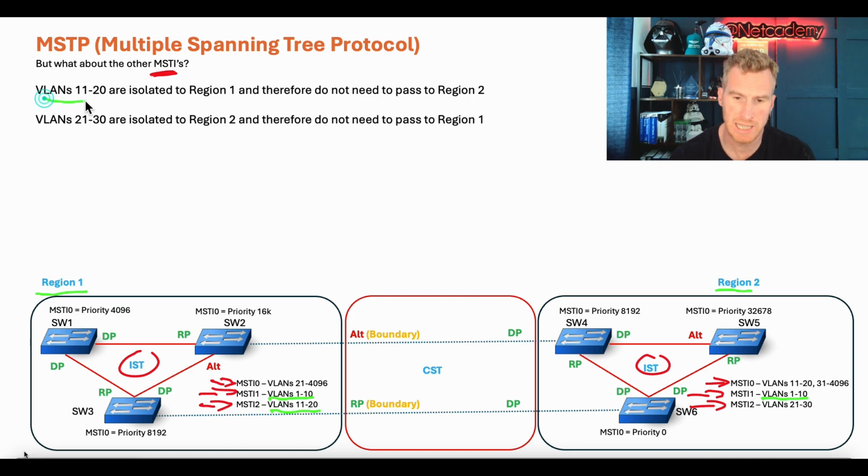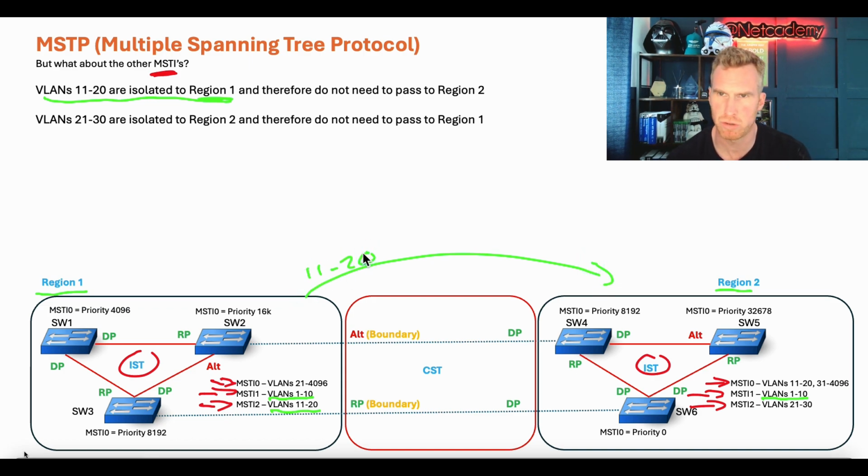So therefore, VLANs 11 to 20 are isolated to region 1. If we look at it from here, do we want VLANs 11 to 20 and all that traffic to be sent from region 1 to region 2? No, we do not. They do not need to go over that common spanning tree protocol. They do not need to pass to region 2.